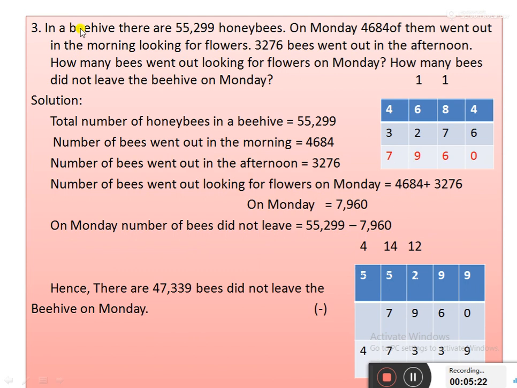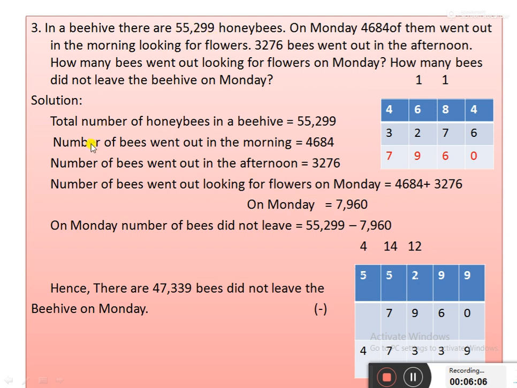Question number 3. In a beehive, there are 55,299 honey bees. This is the total number of honeybees in a beehive. On Monday, 4,684 of them went out in the morning looking for flowers. 3,276 bees went out in the afternoon. How many bees went out looking for flowers on Monday? How many bees did not leave the beehive on Monday? Solution. Total number of honeybees in a beehive. How many?